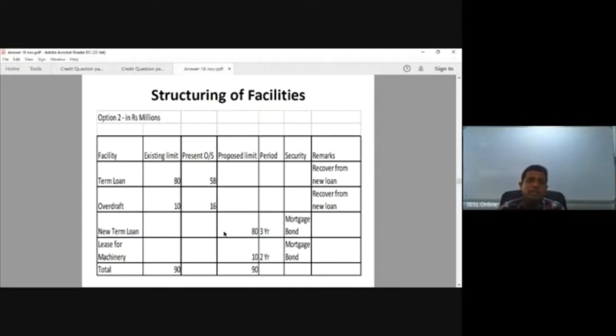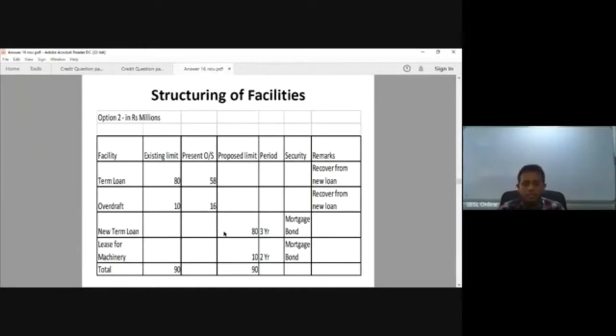Right? Current overdraft and current term loan, the total outstanding is 74 million. Then out of this 80 million, we repay those 2 items. Then we are left with 6 million. Using that 6 million, we can accommodate the working capital requirement, and for the balance machinery requirement, we can introduce a leasing facility for those two machineries with a limit of 10 million. Again, we are within the limit of 90 million.